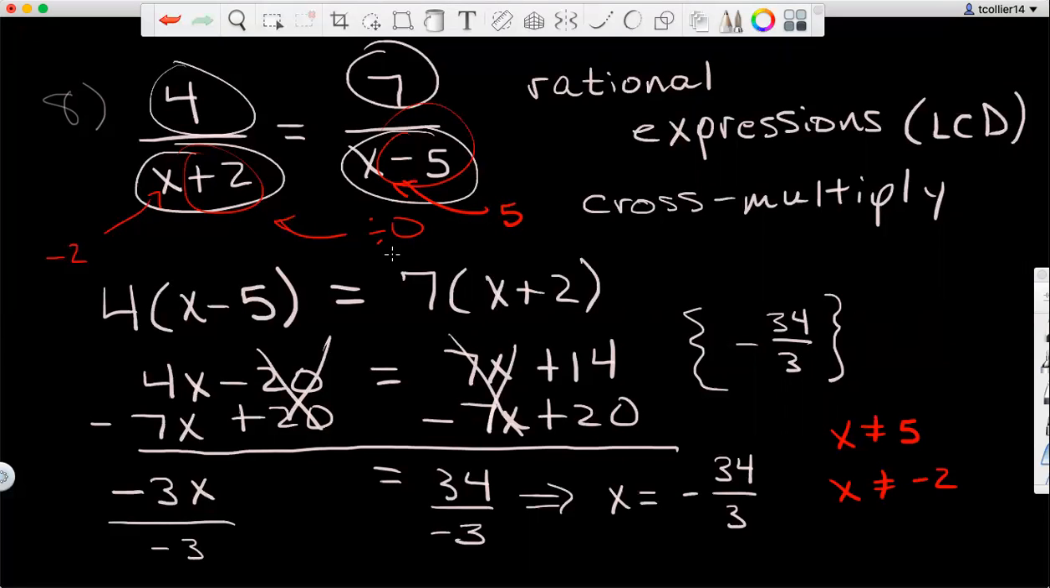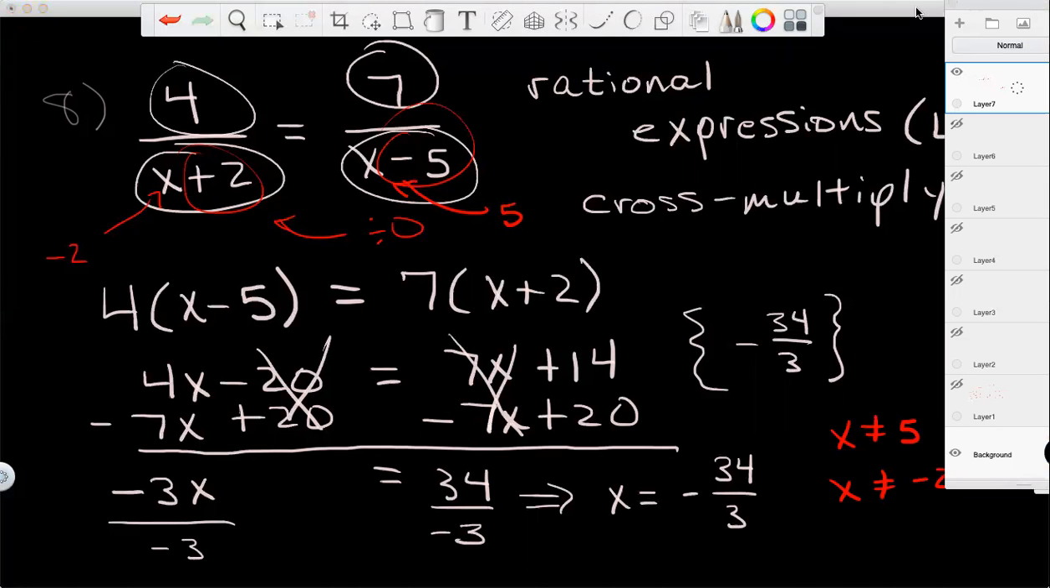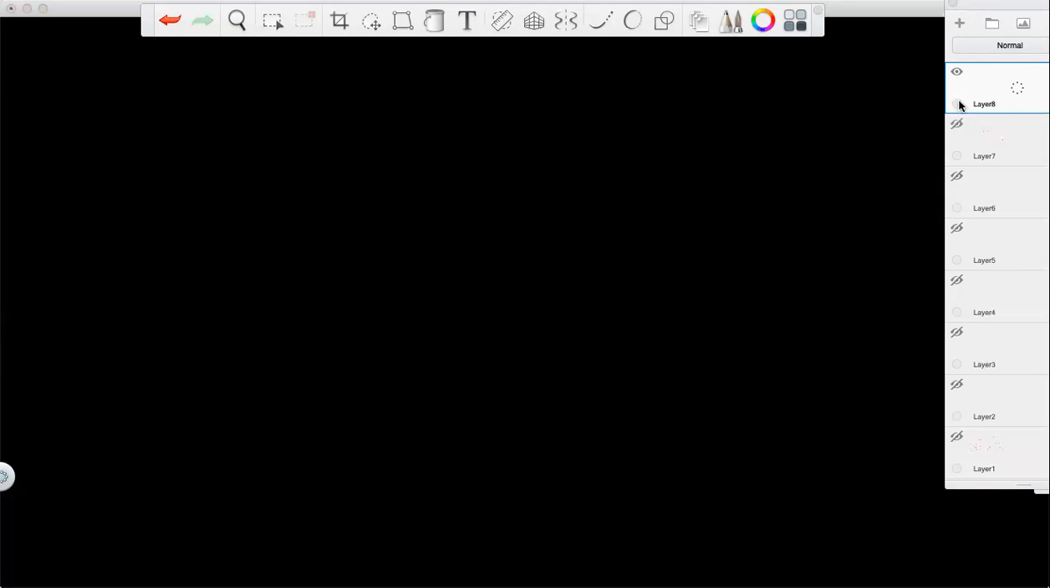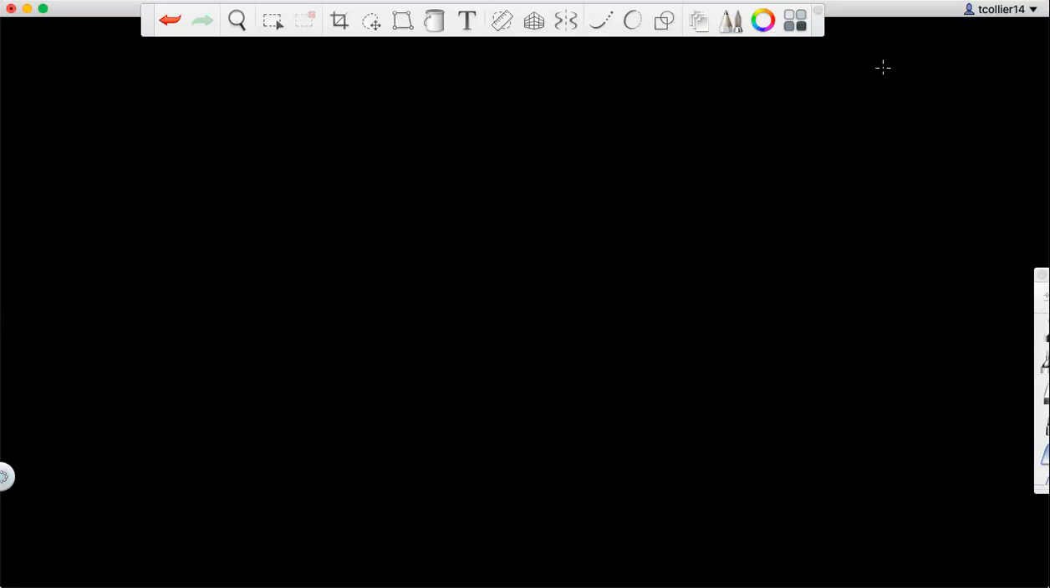Okay. Let's look at 9 and 10. Let me get a new layer going. There we go. Okay. Probably still in red, but it's fine.